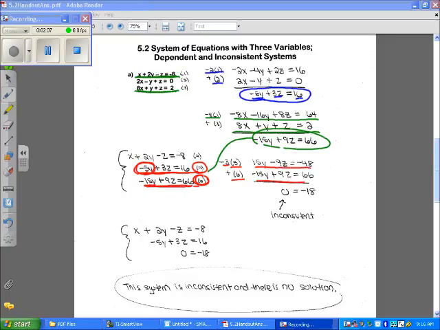and I get 0 is equal to -18, which means it's inconsistent, which means you cannot find an ordered triple that will work for all of them. So I wrote that down here. The solution is inconsistent and there is no solution. So that concludes this example.